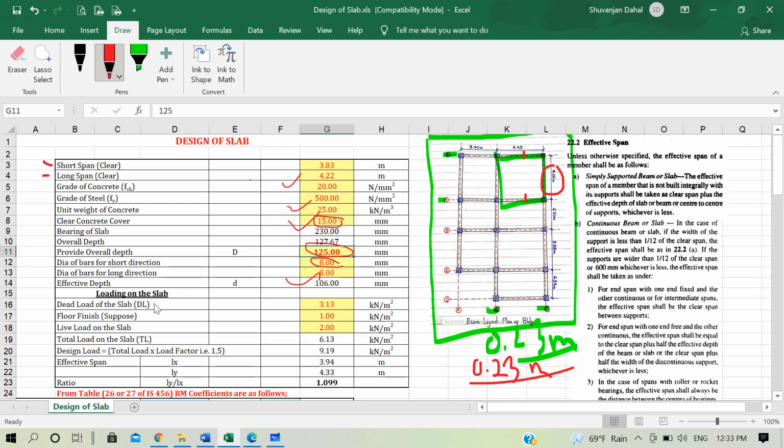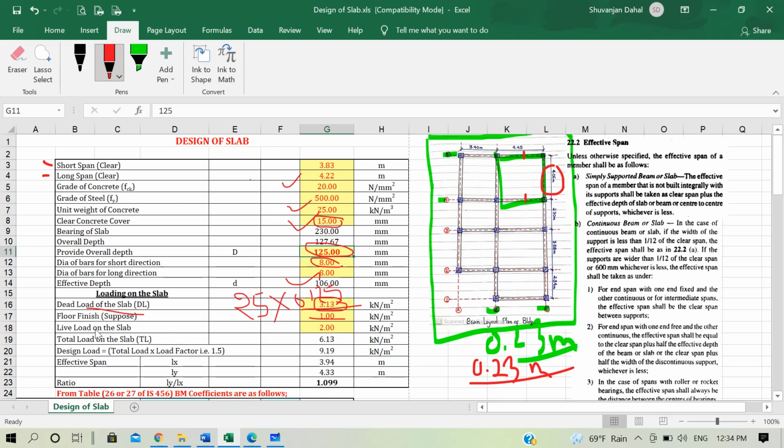Now our loading on the slab will be the dead load of the slab. We will calculate it: the unit weight of concrete, 25, into our thickness of slab, that is total thickness 0.125. We get this equal to almost 3.13. We suppose floor finishing load to be 1 kilonewton per meter square.